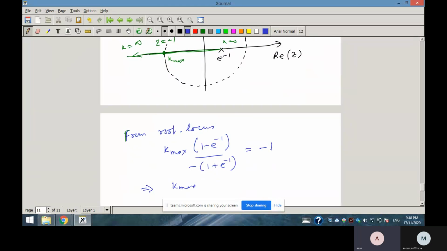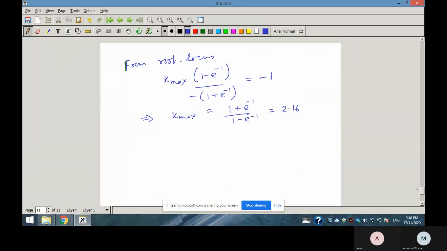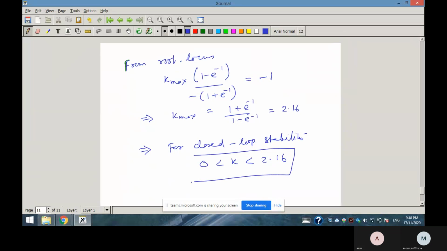So k max should be equal to 1 plus e to the power minus 1 divided by 1 minus e to the power minus 1. If you calculate, it will be 2.16. This implies for closed loop stability, 0 less than k less than 2.16. So this is a very important result for this system. This is the range for closed loop stability.